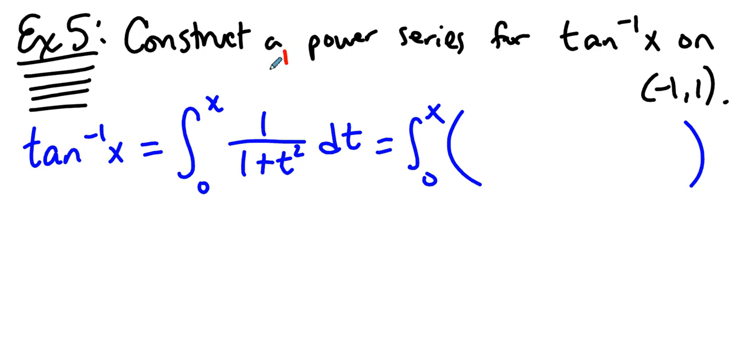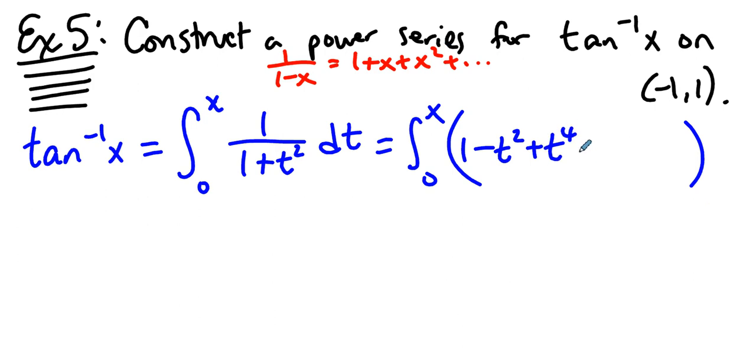We would take our series where 1 over 1 minus x is 1 plus x plus x squared, and so on. And instead of having a minus x, we've got a plus t squared, which is really minus negative t squared. We'd take negative t squared and put it here and put it here and see what happens. So that's 1 plus negative t squared plus negative t squared squared plus negative t squared cubed, and so on.